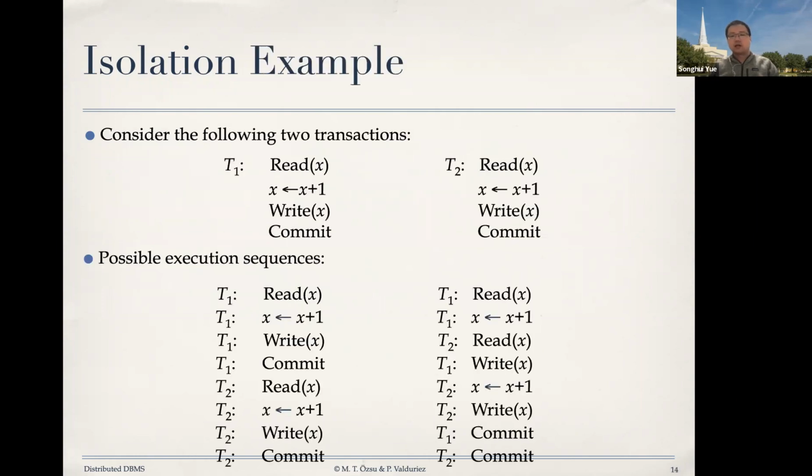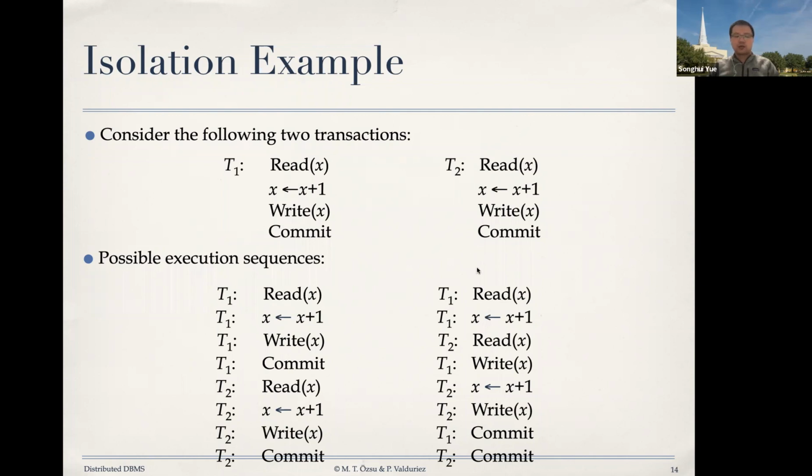Here comes the example of isolation. Consider two transactions. Both of them are calculating x and then updating x by write x, then commit. So there are two transactions with possible execution sequences. This is one possibility, and this is another possibility. Let's look at this one first. As you can see, T1 will be executed first, and then T2, and it will not have a problem because we just run them sequentially.